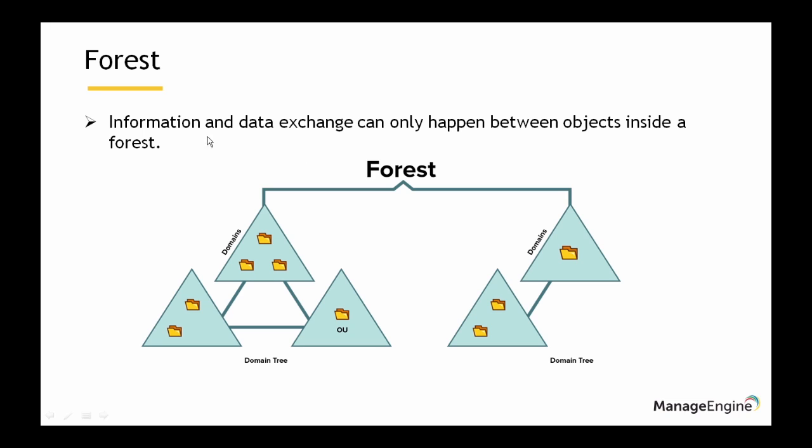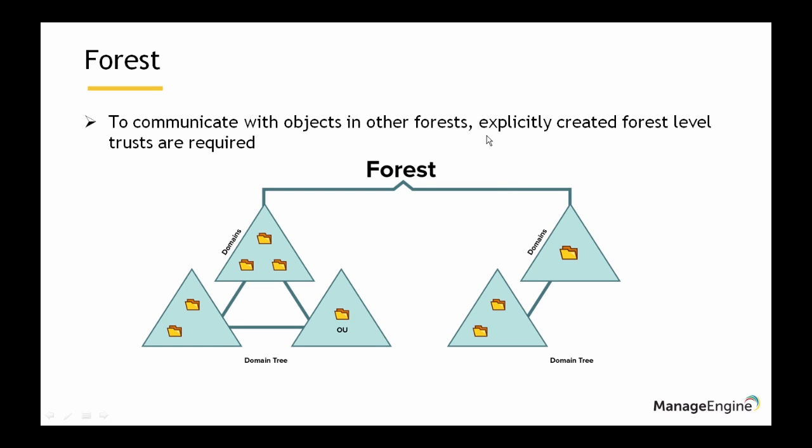So talking about information and data exchange, this can only happen between objects inside a forest. If you'd like to communicate or access resources belonging to a different forest, you need to have something called Active Directory trusts. So I'll be talking about trusts in the later part of the video.